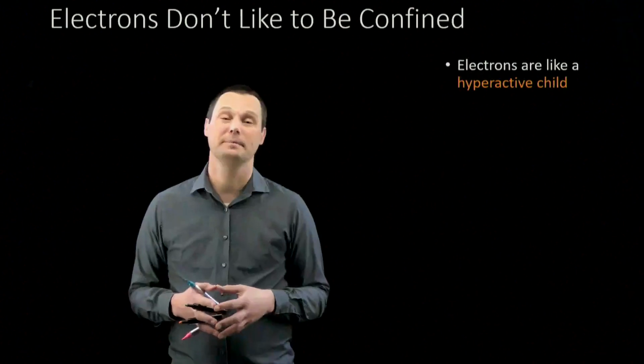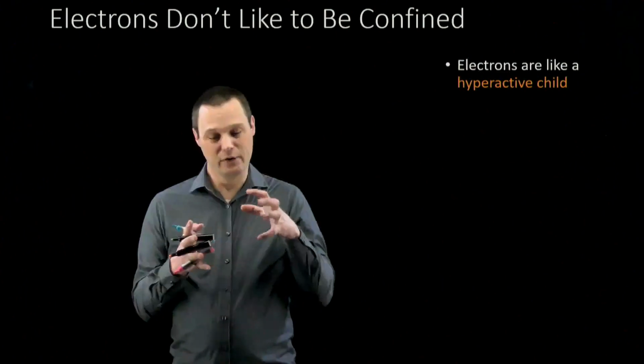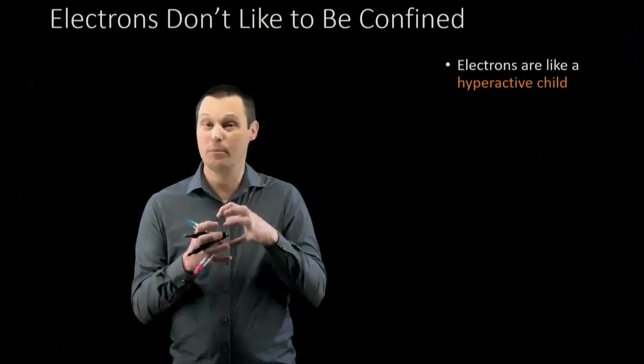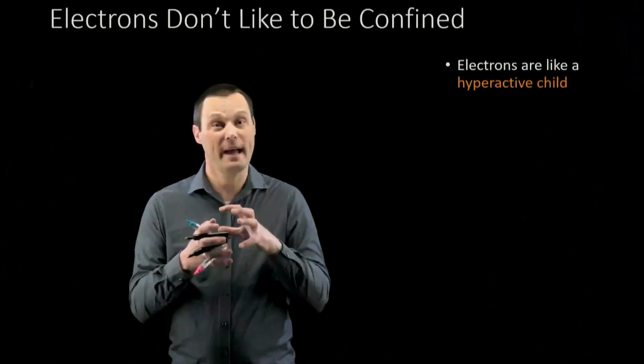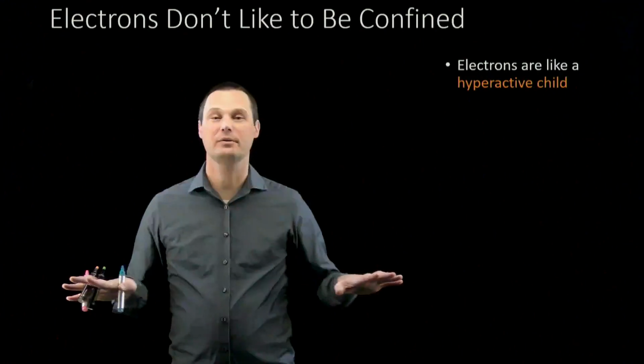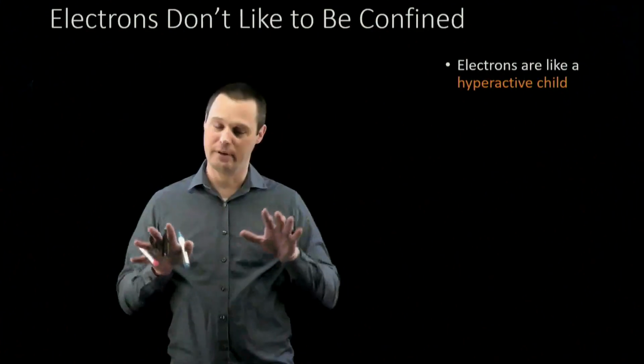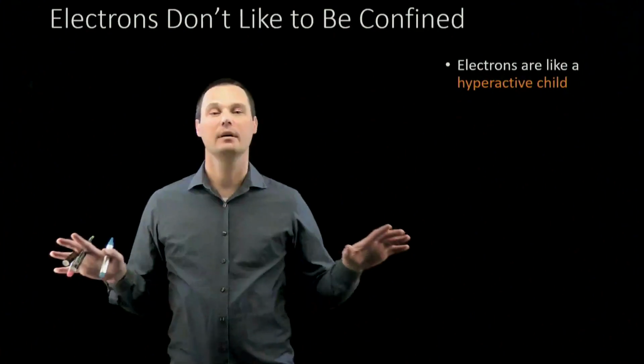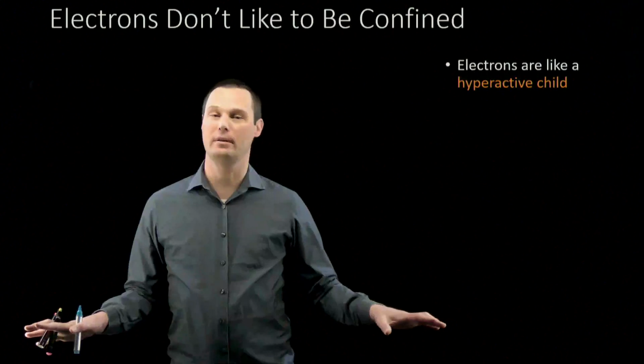Electrons are very similar. The more you try to confine electron density in a smaller and smaller volume, the more energetic those electrons are going to get, and the more reactive that molecule is going to be. But if you can take those electrons and spread them out over a larger volume, the electrons have more room to spread out, the electrons are more stable, and the whole molecule is more stable.